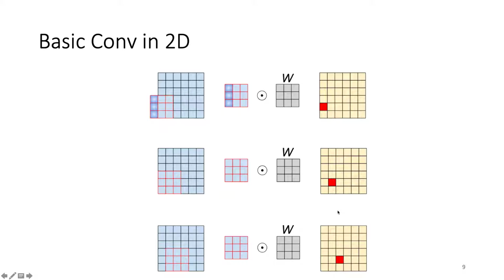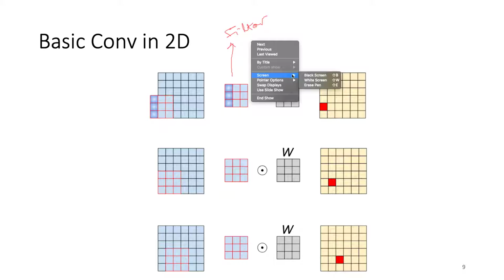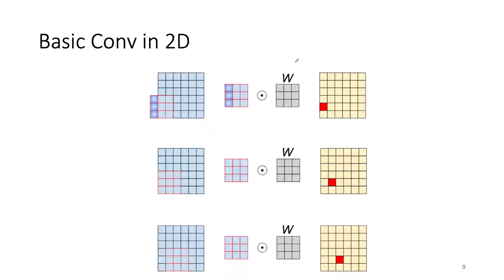So let's talk about a basic convolution in 2D now. This is your filter. Oh, sorry, that was your weight. So that's your filter weight. And that's your input image, right? Or one of the intermediate layers inside your network. So the first layer is going to be your input image. The rest of the layers might be the output of one of those previous layers.